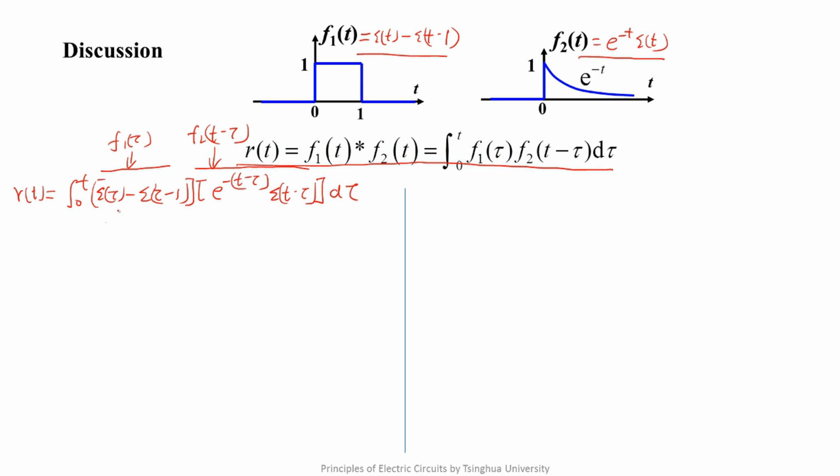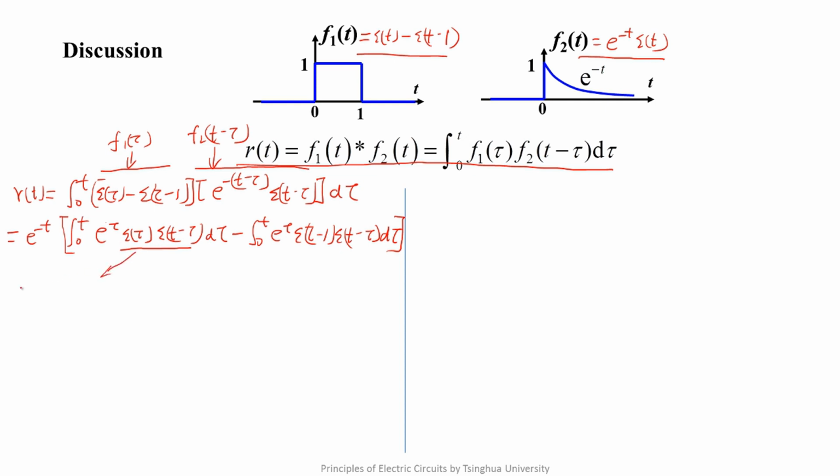Because this is an integral with respect to τ, e to the power of minus t can be seen as a constant and taken outside of the integral. Then it times the integral of e^τ times ε(t minus τ) dτ from 0 to t, minus the integral of e^τ times ε(τ minus 1) times ε(t minus τ) dτ from 0 to t. Next, we will discuss the two items respectively.